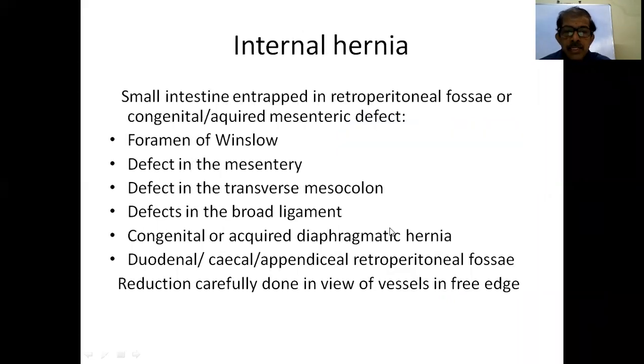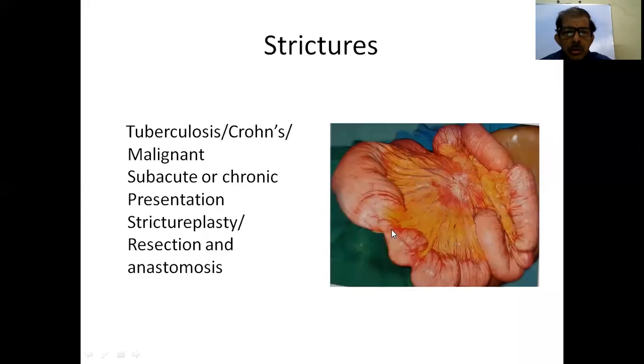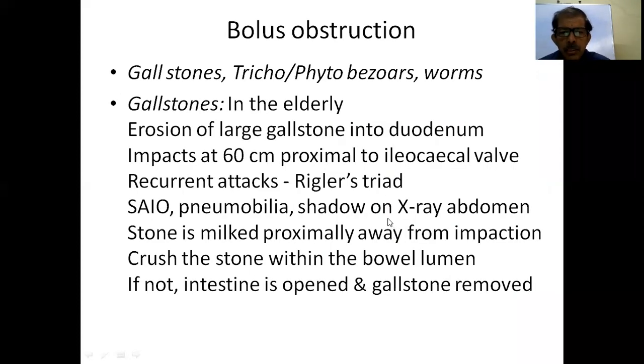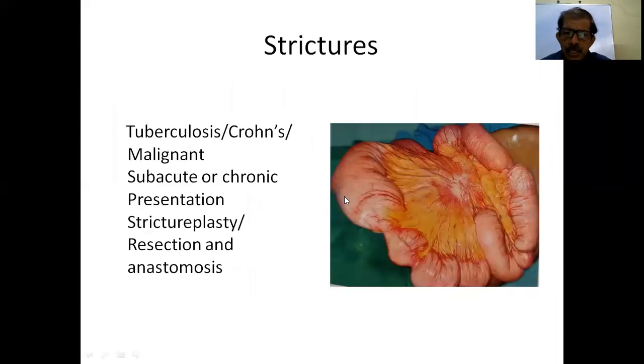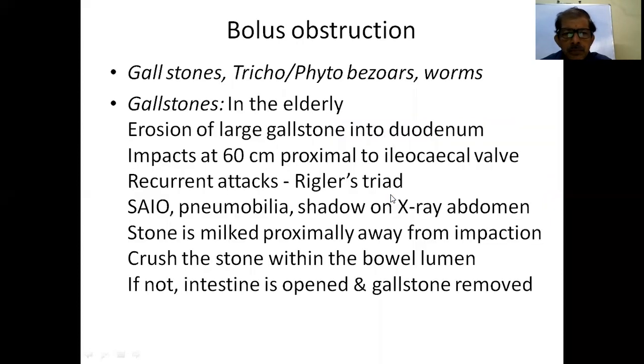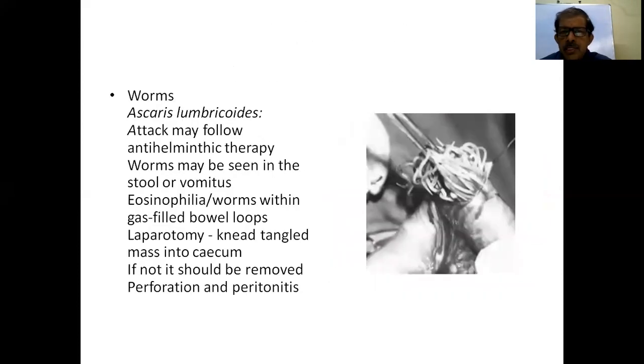Whereas in cases where it is not possible, or you are unable to crush the stone, then you can open the intestine, retrieve the stone and then close it. Okay, whenever you close the small bowel, it should always be transverse. See, like this, not like this. You should never close the intestine like this. Always it is transverse. Even though you have made a vertical incision, you have to close it transversely. That is very, very important. Otherwise, you will yourself produce a stricture. Right? This is another example of bolus obstruction.